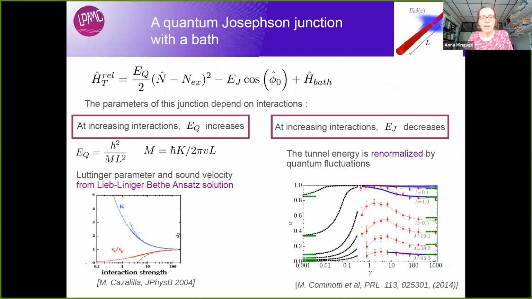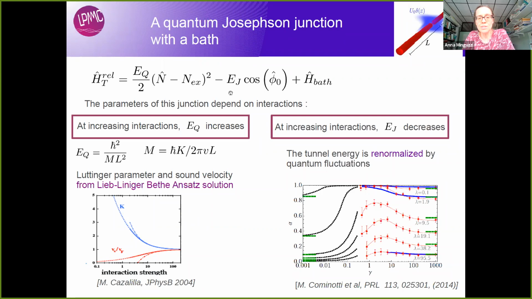So, the dynamics of this junction depends crucially on the values of the parameters of the junction, in particular the tunnel energy, the Josephson energy, and also the quantum energy associated to the relative number fluctuations of the junction. There is also a control parameter, this excitation number, which fixes the relative imbalance among the two wires. So, in particular, what happens at increasing interaction is that these effective parameters of the junction will change.